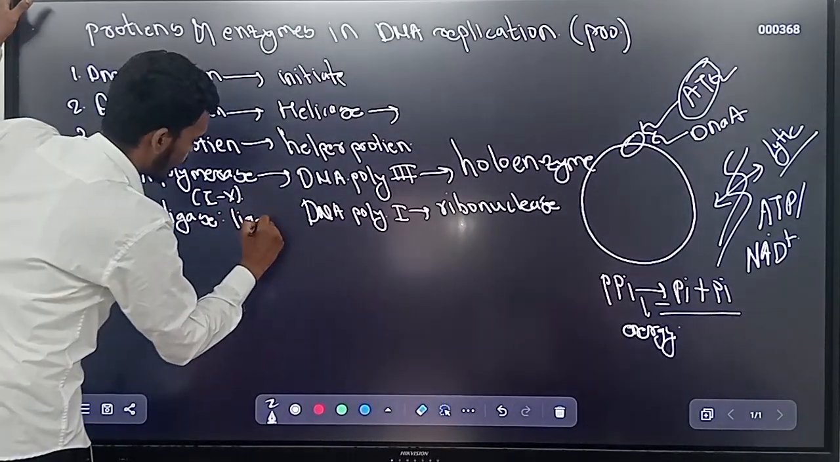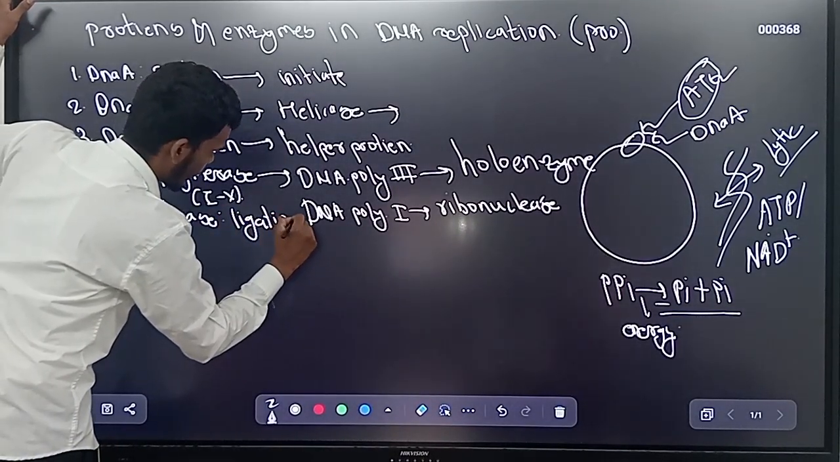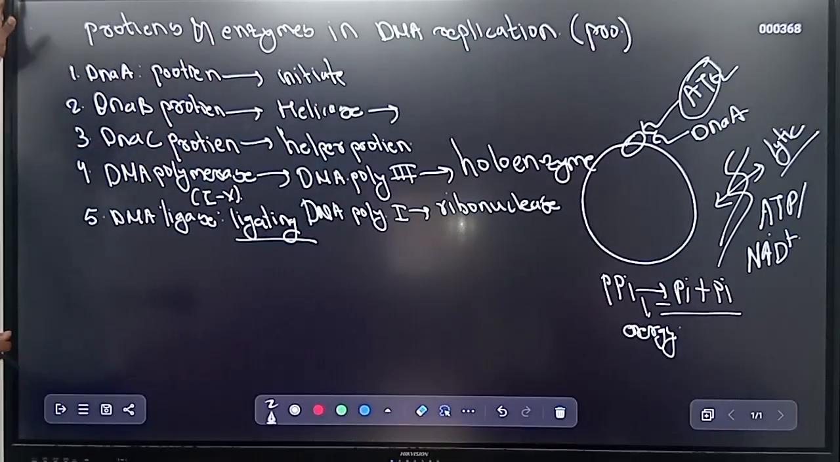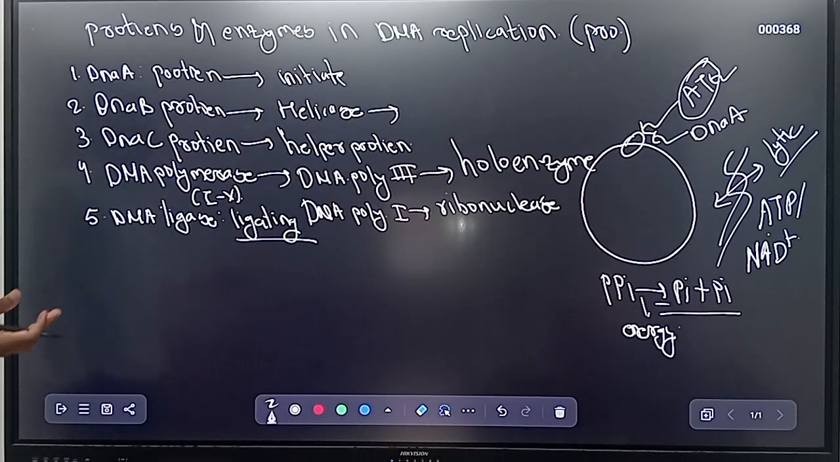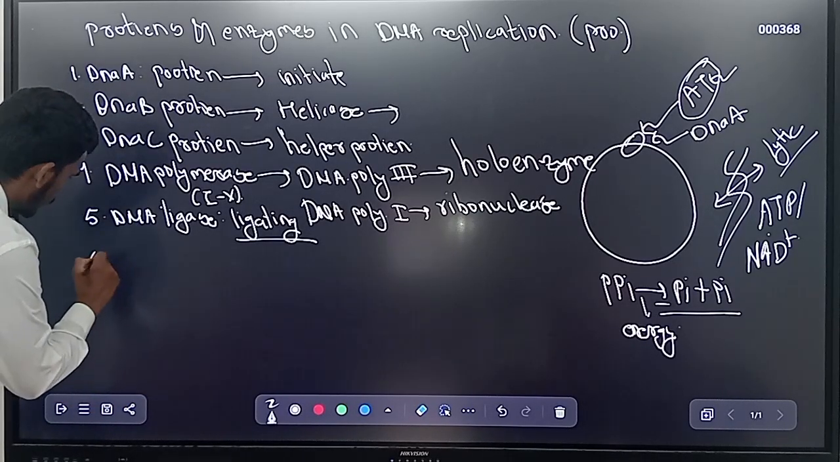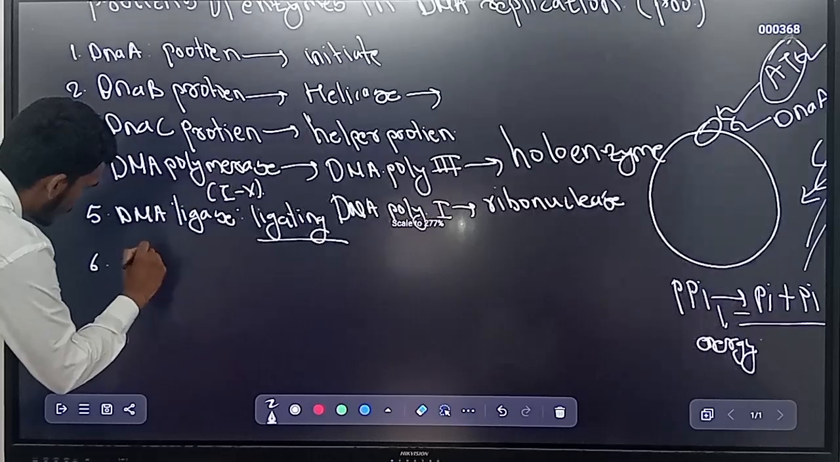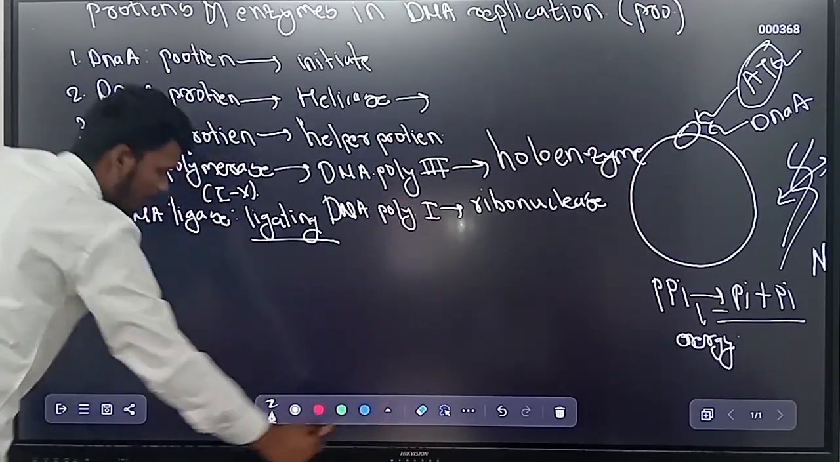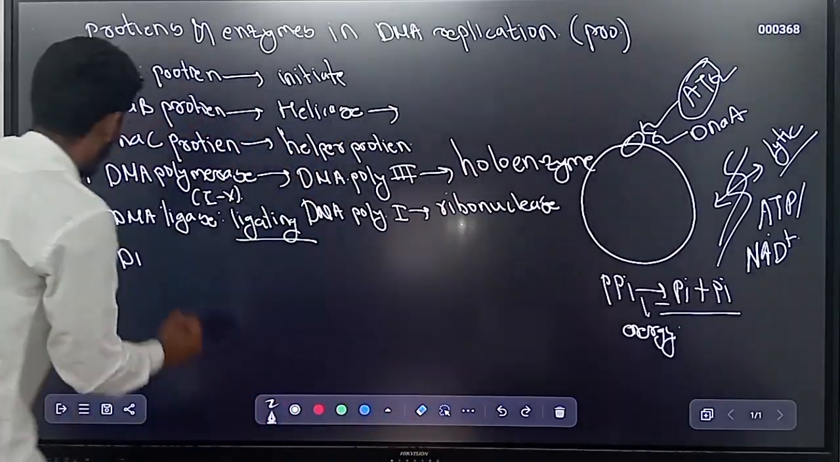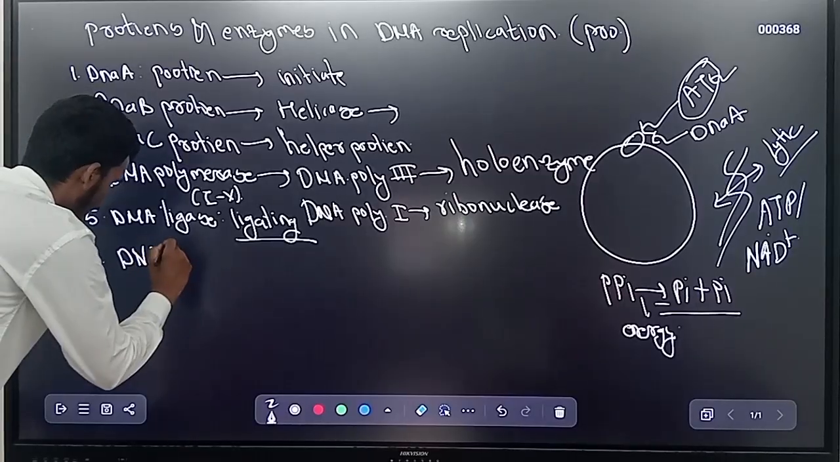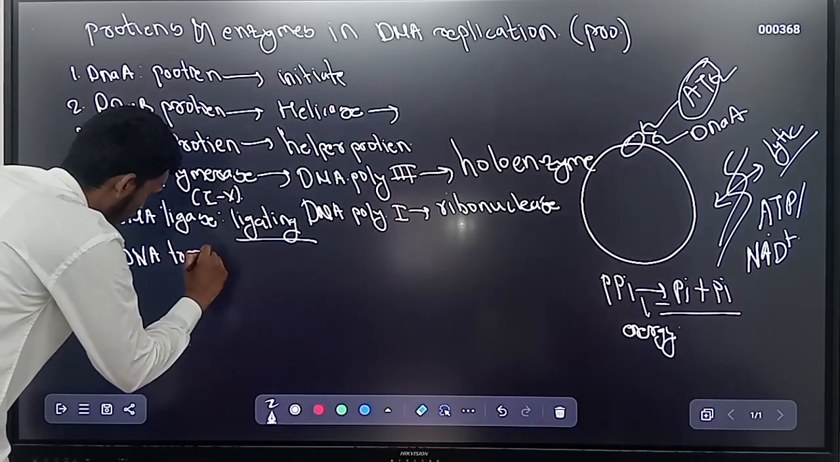So what is DNA polymerase 3? It is a holoenzyme. Holoenzymes are formed by coenzymes and an apoenzyme. So DNA polymerase 3 is an apoenzyme which will require some proteins and enzymes which will coordinately help it in doing the replication process. And there will be DNA polymerase 1.